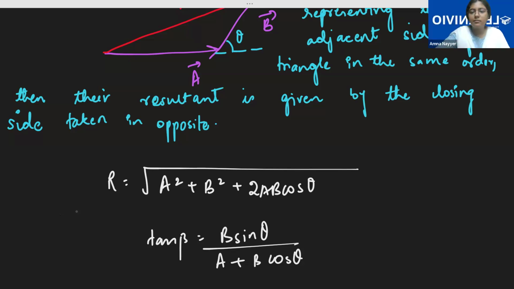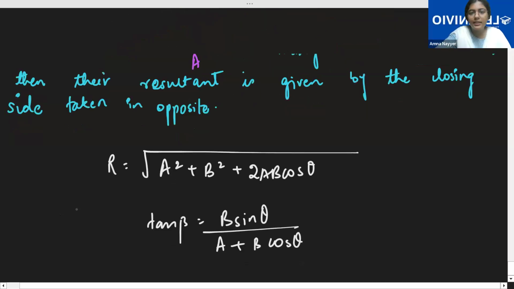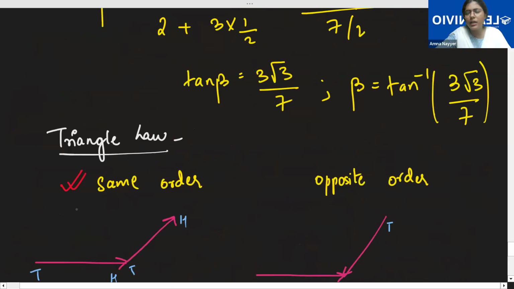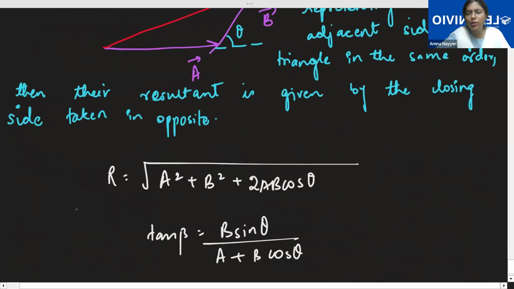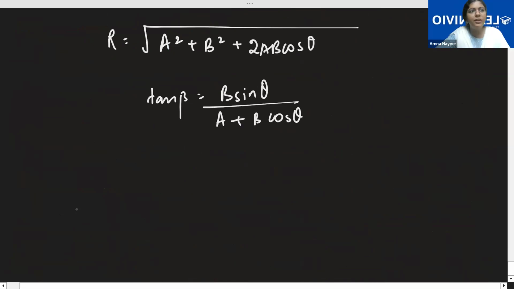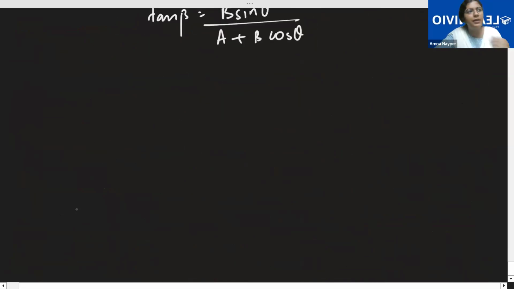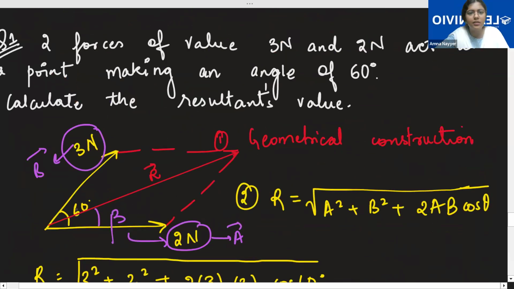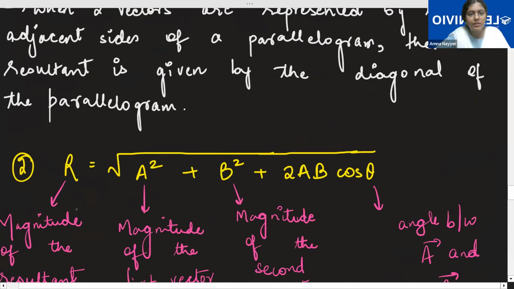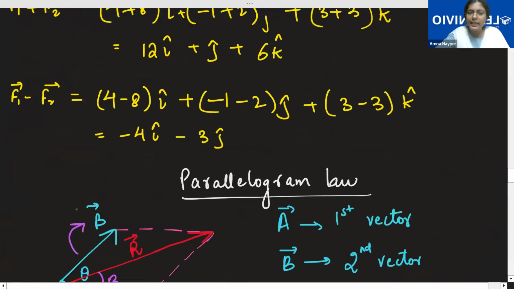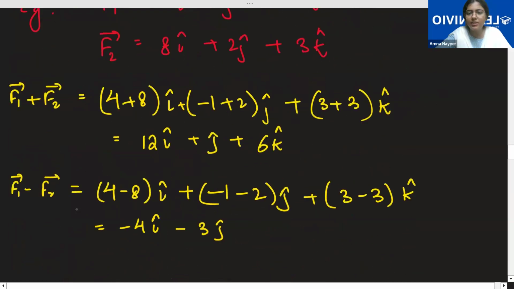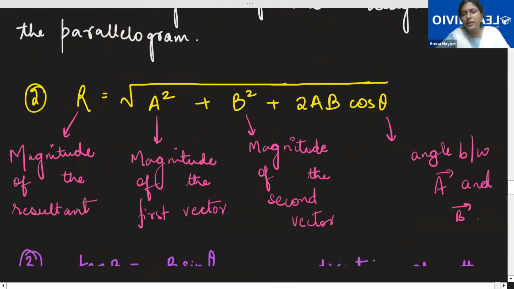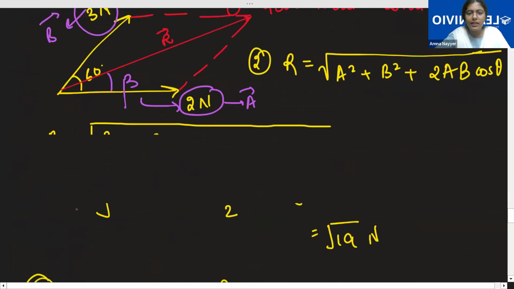Okay, see, this is the triangle law, parallelogram law. So we are done with the polar part. In the Cartesian form, we are done with the unit vectors. Addition and subtraction also we have discussed. Just dot product and cross product are left. Let me discuss that also.